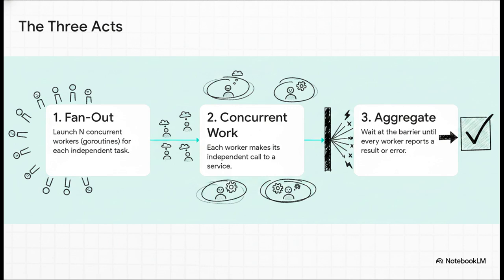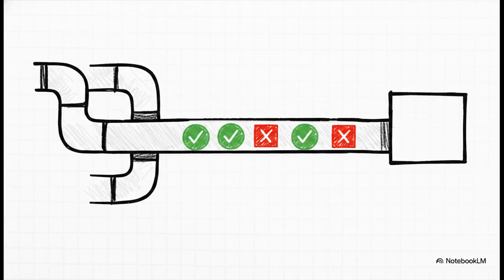So it's really just a simple 3-act play. First, we fan out. This is where we launch a separate worker for each service we need to talk to. In Go, we'd call this a goroutine. You can just think of it as a super, super lightweight thread. Second, each of those workers goes off and does its job all by itself. And third, the most important part, we aggregate. This is where we all wait at that barrier until every single worker has checked back in with either a success or a failure.